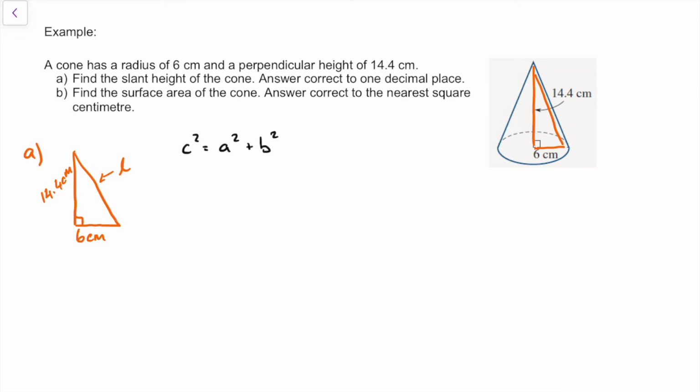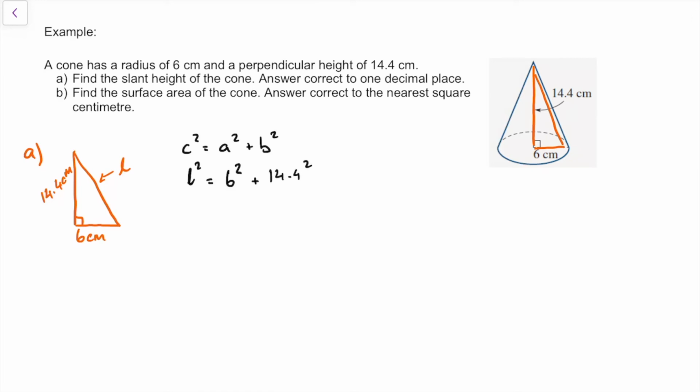Especially when you're trying to find a long side, I like to put the thing that we're looking for on the left and the thing that we're going to work with on the right. That's just how I do it. You can do it the other way if you would like to. Now, obviously, it's not going to be a C, it's going to be an L. So L squared is going to be 6 squared, I'm going to add that to 14.4 squared.